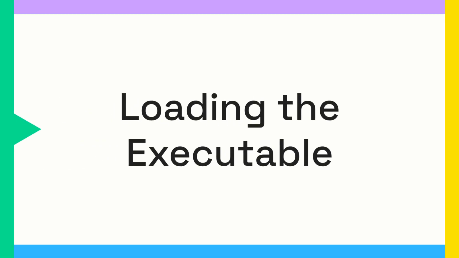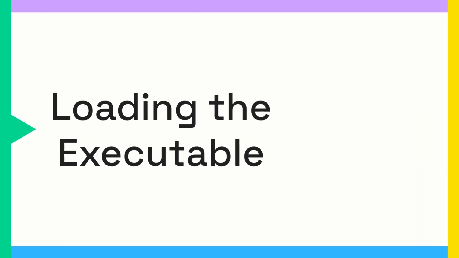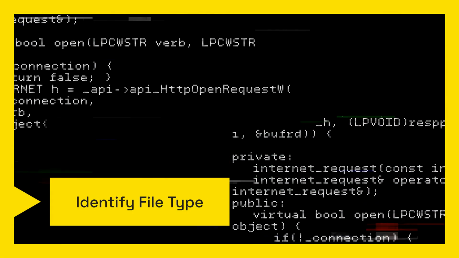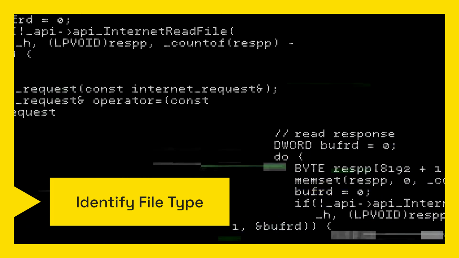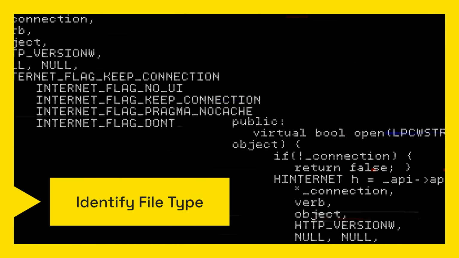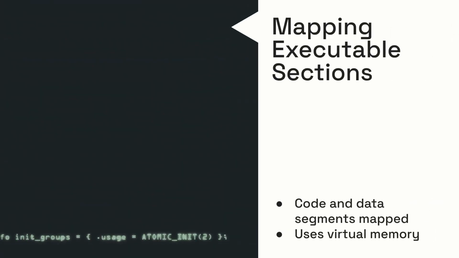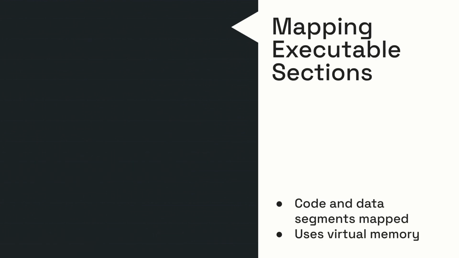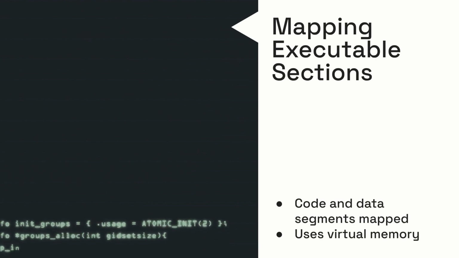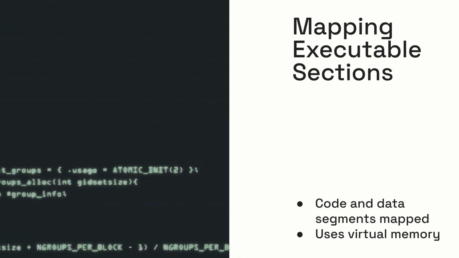Once the kernel has control, the complex process of loading the executable into memory begins. The kernel first determines the executable's format. If it's an ELF file, a specialized ELF loader is invoked to interpret its structure. The executable's code and data sections are mapped into the new process's virtual memory space. This is done efficiently, without immediately loading all data.